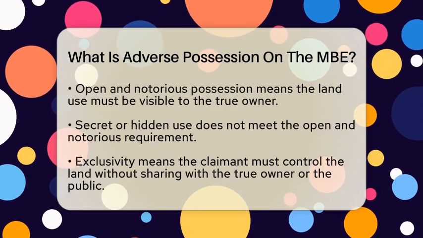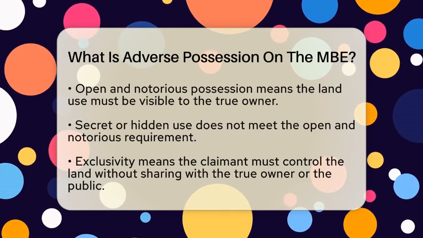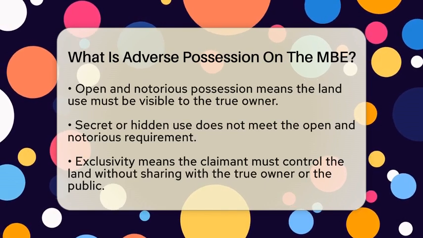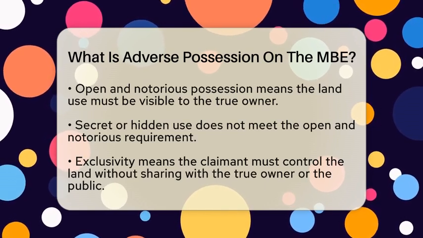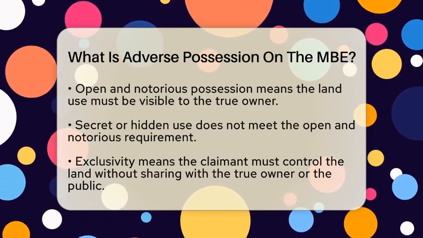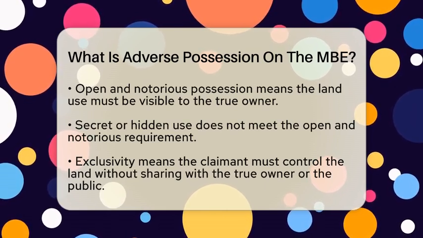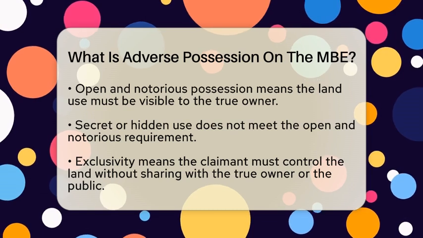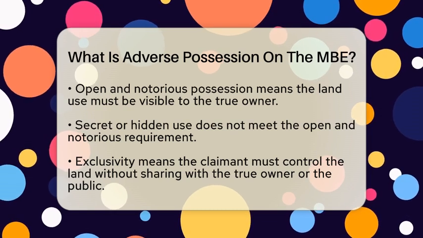Next, the possession must be open and notorious. This means that the use of the land must be visible and obvious. If the true owner were to inspect the property, they should be able to see that someone else is using it. Secret or hidden use does not meet this requirement.